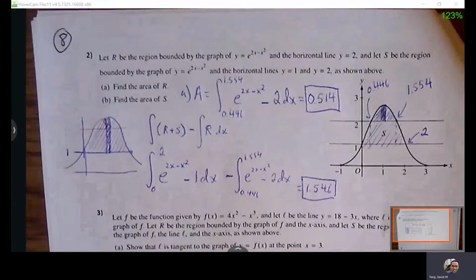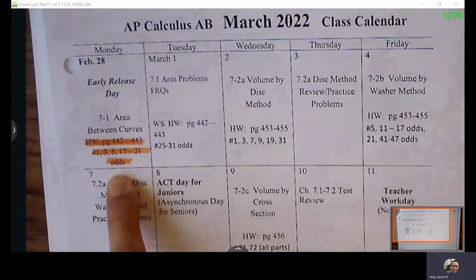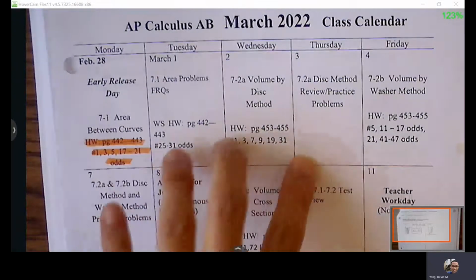Okay, I delayed all the homework assignments by 1 day, so tomorrow I'll check Monday's homework, and we'll just shift all these homeworks 1 day over.